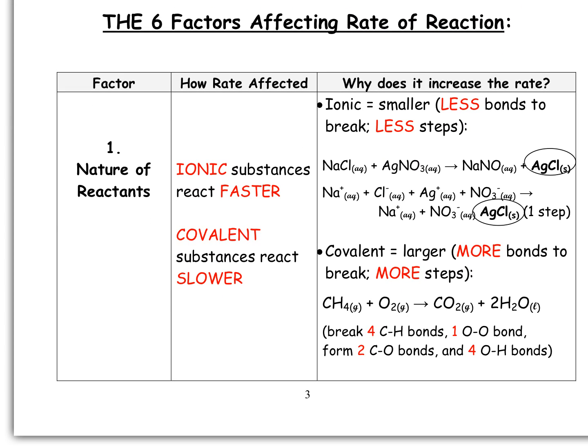So there are 6 factors that can increase the likelihood of this happening, meaning increasing the rate of the reaction. The first factor is the nature of the reactants. Ionic substances will react faster. Covalent substances will react slower. Now why? Well, ionics are smaller. They're just individual ions. So there's less bonds to break and therefore less steps.